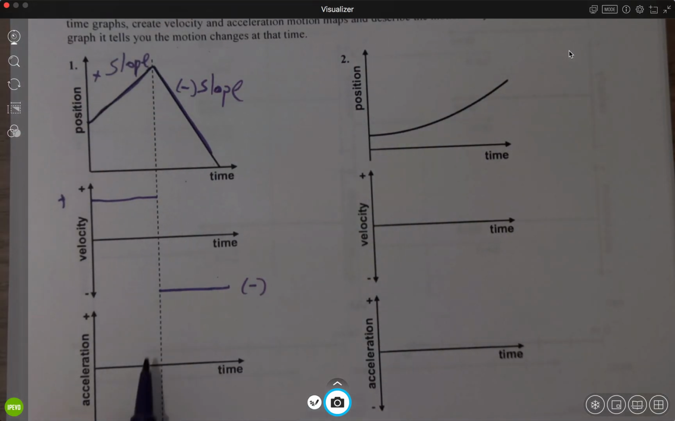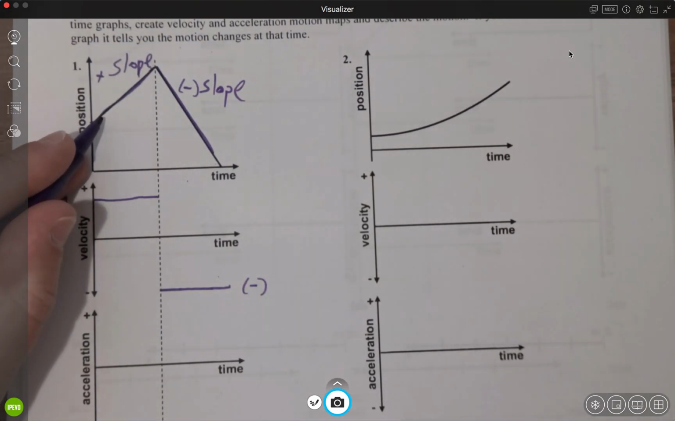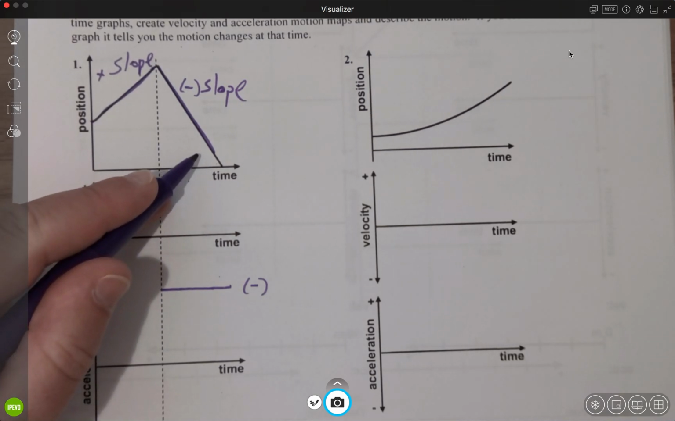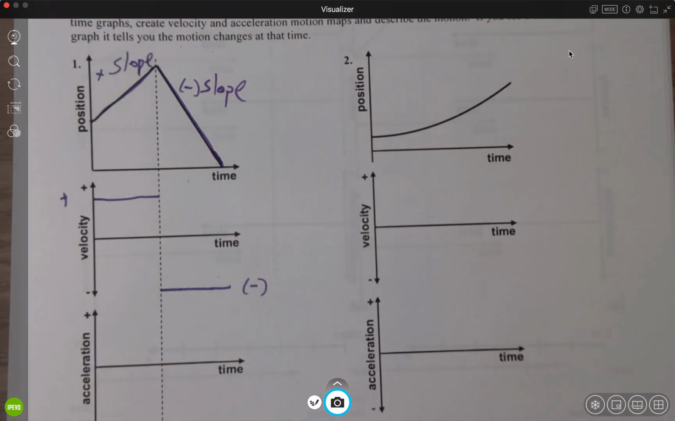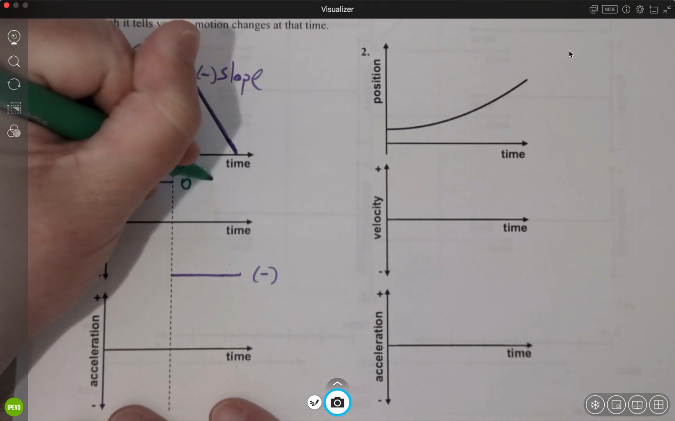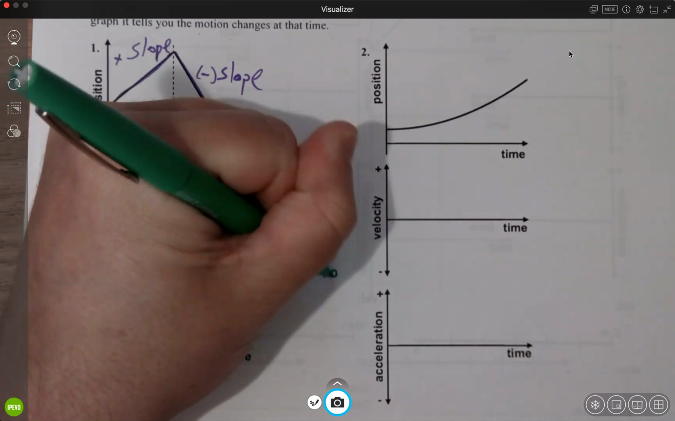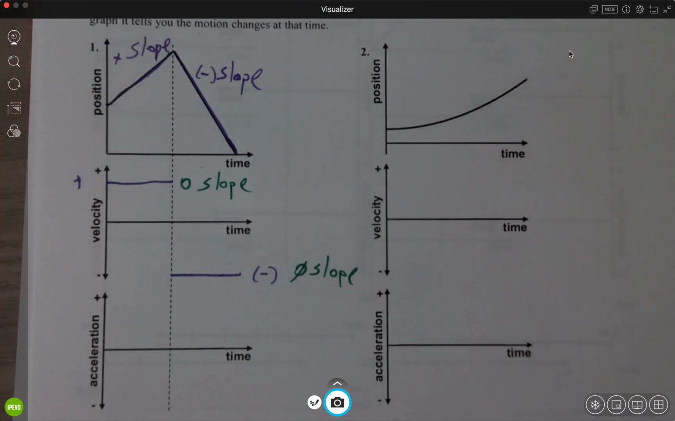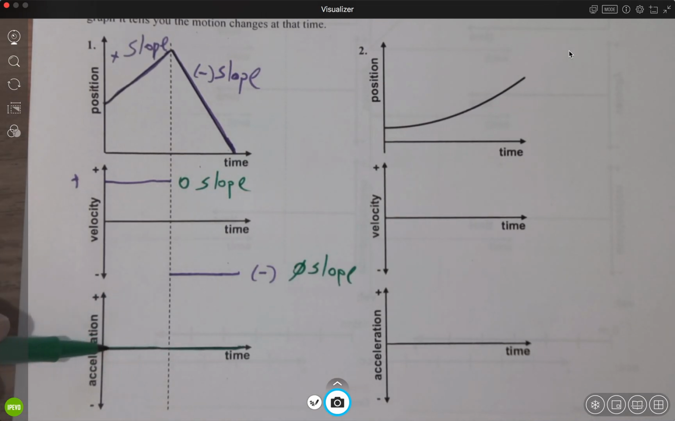I tried to make this one more negative than this one is positive, because this is a more negative slope. It goes a farther distance over time. It has a bigger negative displacement with respect to time, so it has a bigger negative velocity. Now, this has a zero slope, and this also has a zero slope. So since the velocity does not change, the acceleration is a constant value for all time.